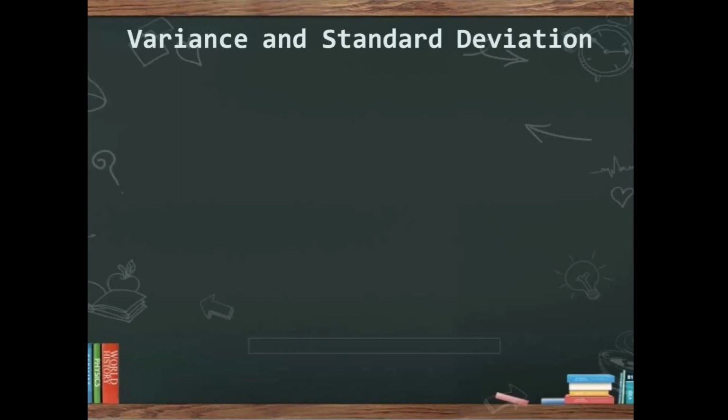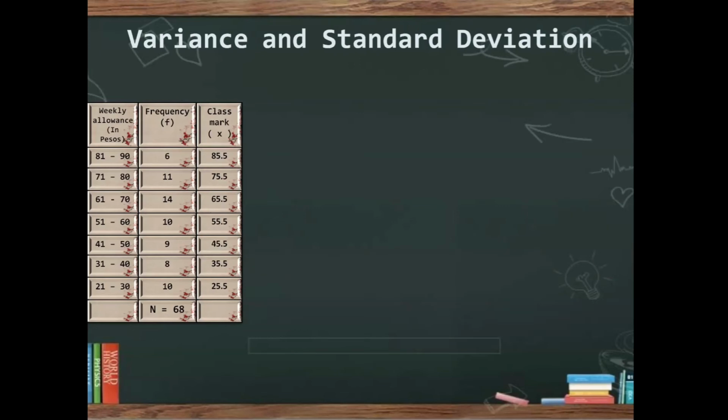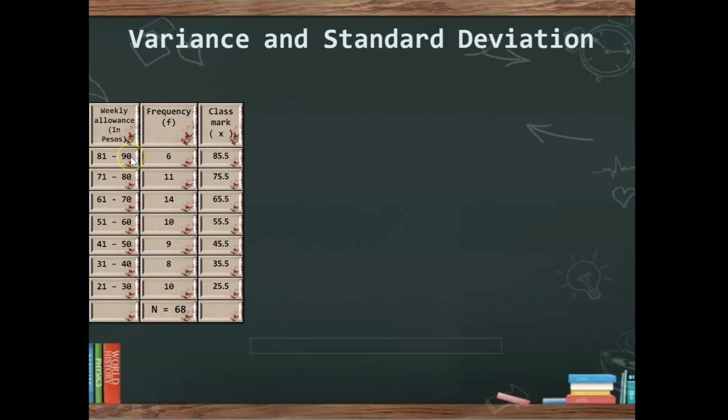Then proceed to the variance and standard deviation. First, you need to have the weekly allowance in pesos and the frequency. Then, make a column for class mark. Paano nakuha ang class mark? Kailangan mo i-add yung dalawa, 81 plus 90. Then, i-divide siya sa 2. So, 81 plus 90 divided by 2 is equal to 85.5.